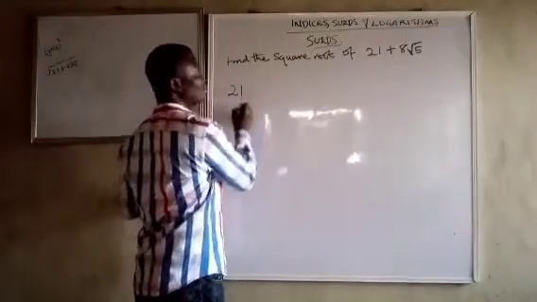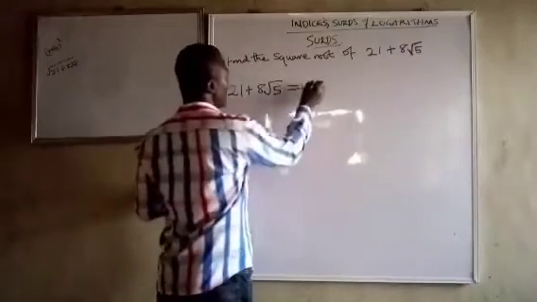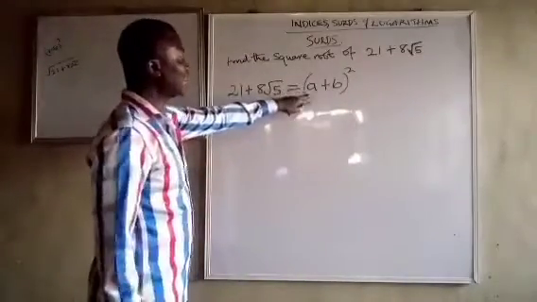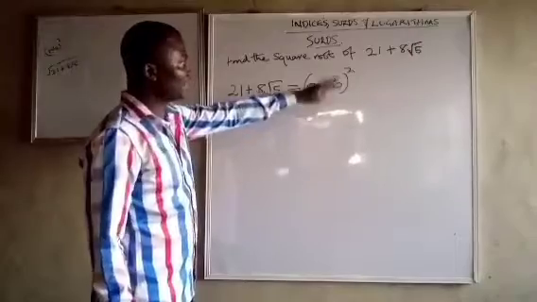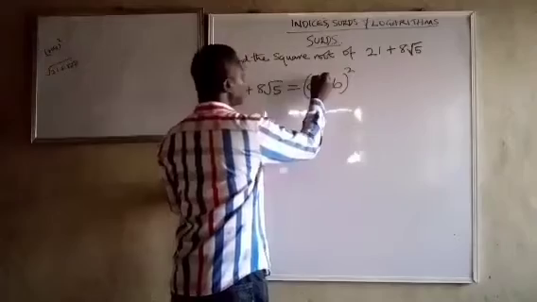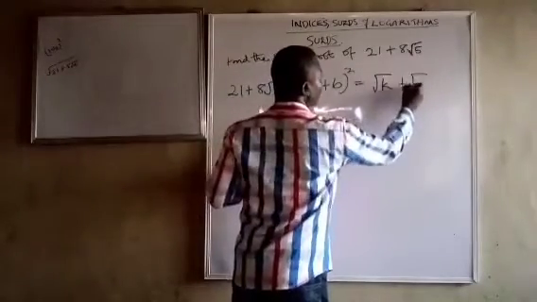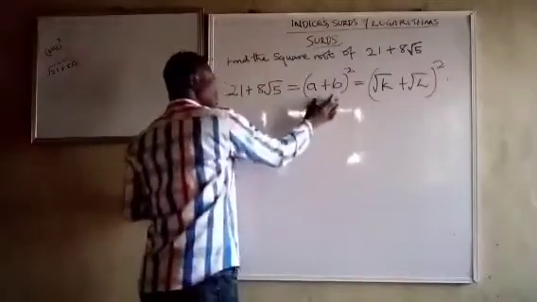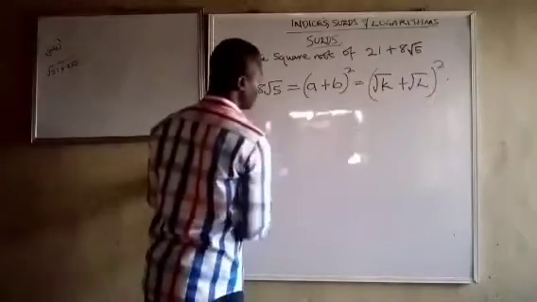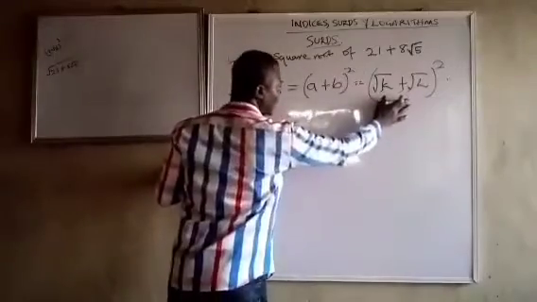Let's have it like this: 21 plus 8 root 5 is going to be a plus b all squared. It is going to be a plus b squared, but that a is going to be in surd form. So this will now be equal to square root of k plus square root of l all squared. I introduce this so that your mind will be wide awake to know that it's the same thing like what we used to do. So let us expand this one. Erase this from your mind, work from this now.